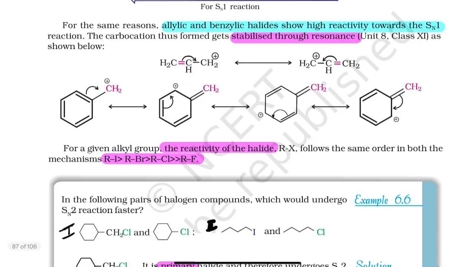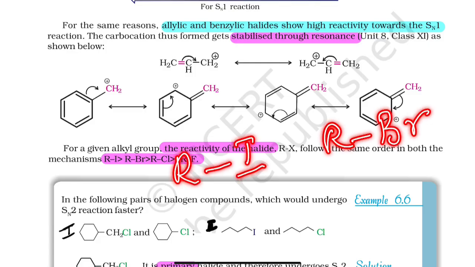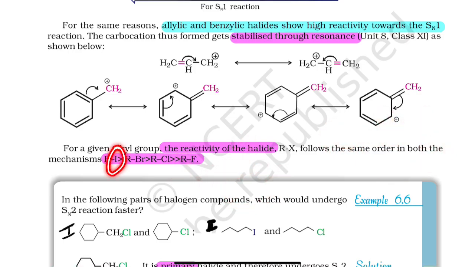So for the given alkyl group, the reactivity of the halide RX follows the same order in both mechanisms, that is RI, RBr, RCl and RF. So the meaning is leaving group. You know that if you take RI and RBr, iodine will leave faster when compared to that of Br. Therefore, I will be a good leaving group when compared to Br. And then comes chlorine and then comes fluorine. So it is the same for both SN1 as well as for SN2. So this will be the order of the leaving group. I minus is the better leaving group.